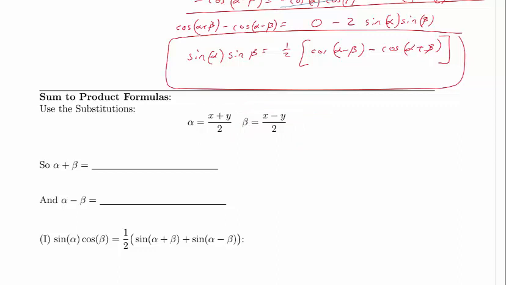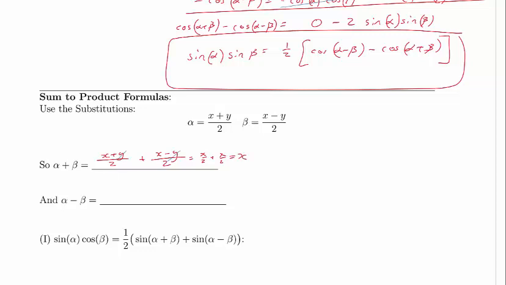When we add these two together, we get x plus y over 2 plus x minus y over 2. Note that y over 2 minus y over 2 goes away, and so we're left with x divided by 2 plus x divided by 2, which of course is just x. So anywhere you see alpha plus beta, we're going to write x.